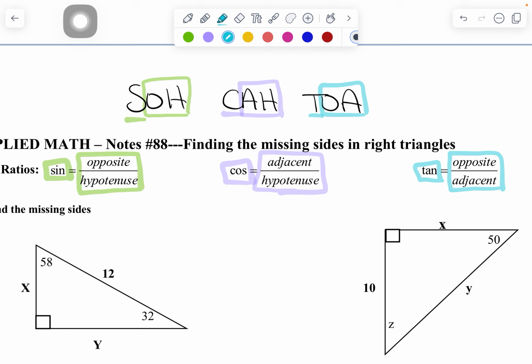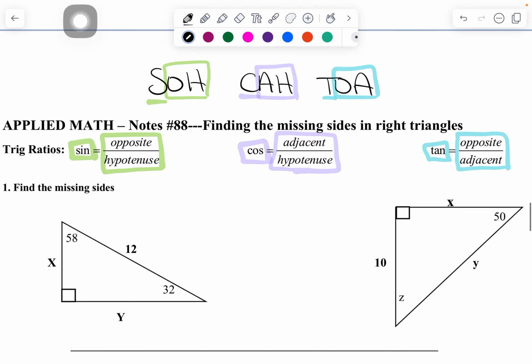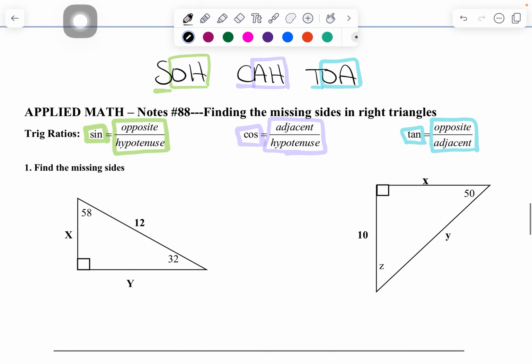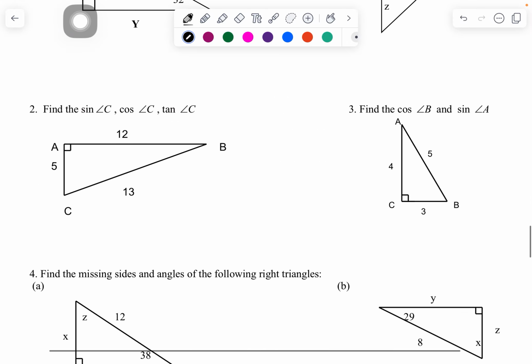I'm saying it wrong as I'm reading it. So, SOHCAHTOA. Sine is opposite over hypotenuse. Cosine is adjacent over hypotenuse. And tangent is opposite over adjacent. Now, I'm going to do these notes out of order. I will come back to problem number 1 in a minute, but what I want to do first is actually do question 2 and question 3.